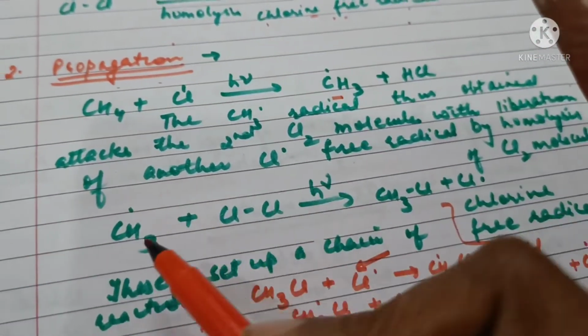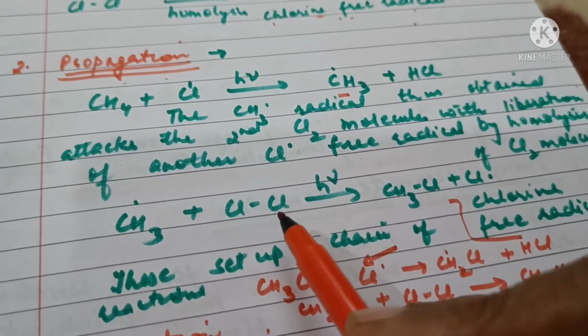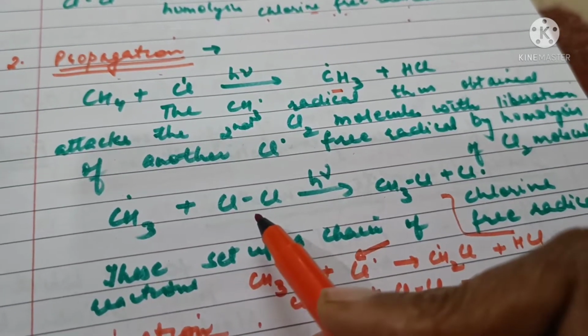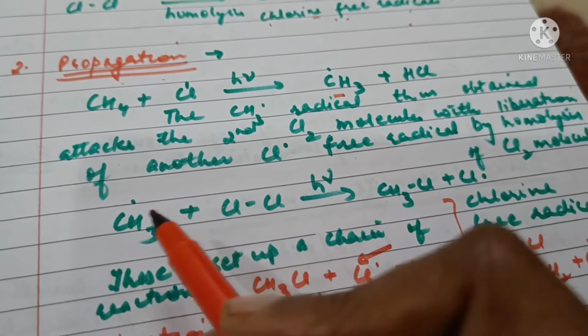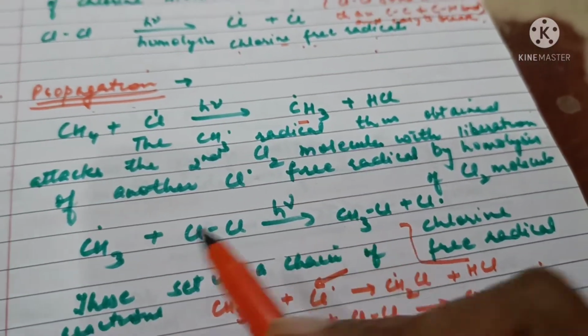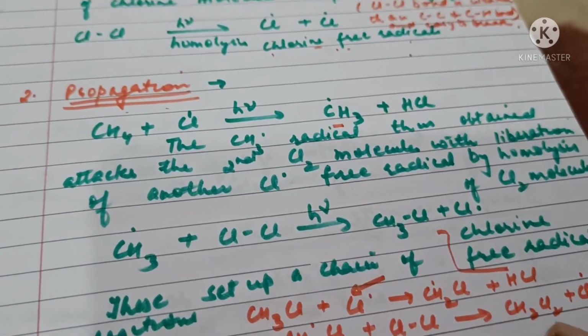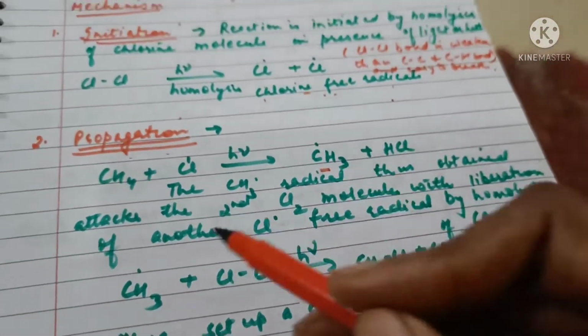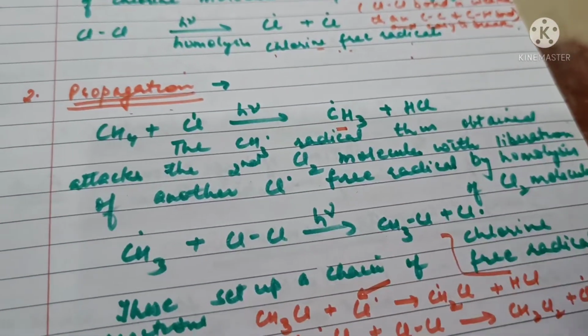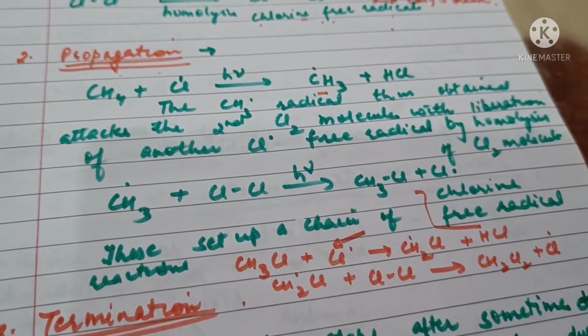This methyl free radical can further react with an unionized chlorine molecule and again break its bond homolytically. So 1 electron Cl and 1 electron CH3 will combine to form the neutral molecule CH3Cl, and 1 Cl with 1 electron, that is a chlorine free radical, will be regenerated. So these steps are repeated again and again, so the reaction proceeds very fast.